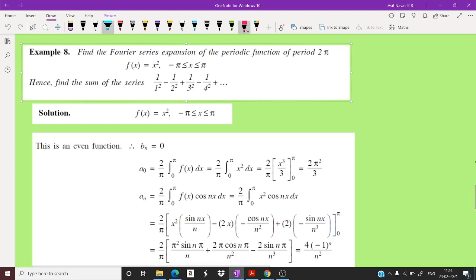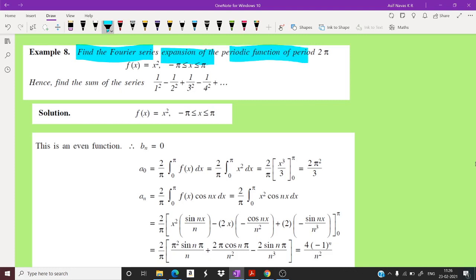So write down this problem. Find the Fourier series expansion of the function of period 2 pi, f of x equal to x square, defined on the interval minus pi to pi. Then hence find the sum of the series 1 by 1 square minus 1 by 2 square plus 1 by 3 square minus 1 by 4 square plus so on.